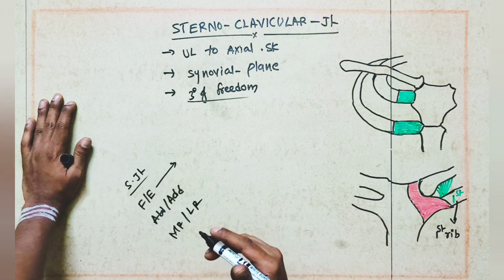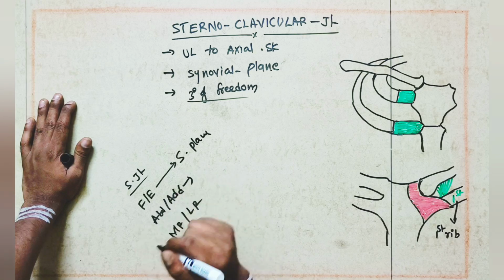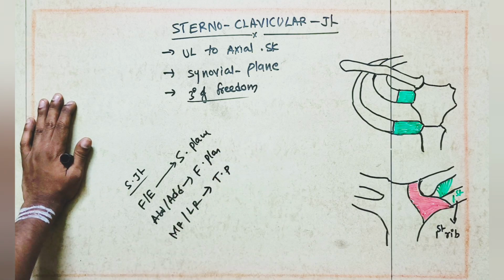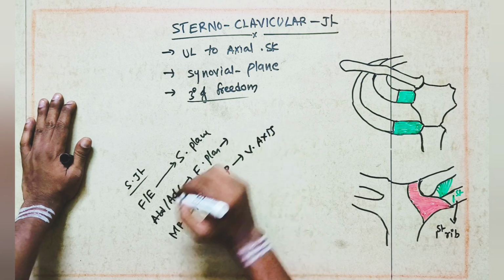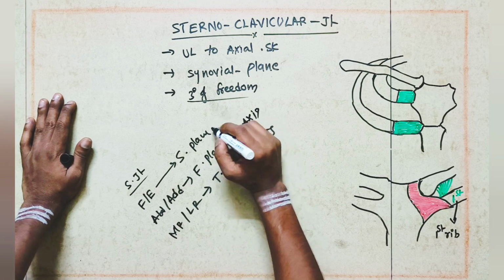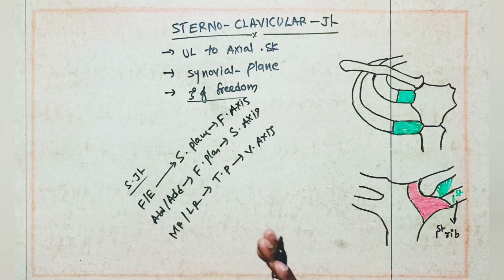Flexion and extension happen in which plane? The sagittal plane. Abduction and adduction happen in the frontal plane. Medial and lateral rotation happen in the transverse plane. For the transverse plane, what is the axis? Vertical axis. For the frontal plane, what is the axis? Sagittal axis. For the sagittal plane, what is the axis? Frontal axis. So we will understand what 3 degrees of freedom means.